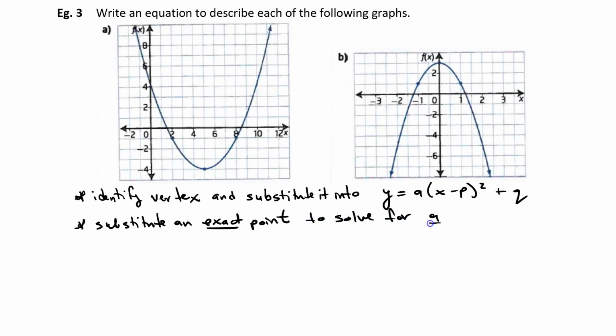for a. So what I mean by an exact point is, see where it's identified here? There are dots. You don't want to use this point here because you're using kind of estimation. And here even is a little bit of estimation, but where the dots actually are. Okay? And another important point of this is choose another point, not the vertex.